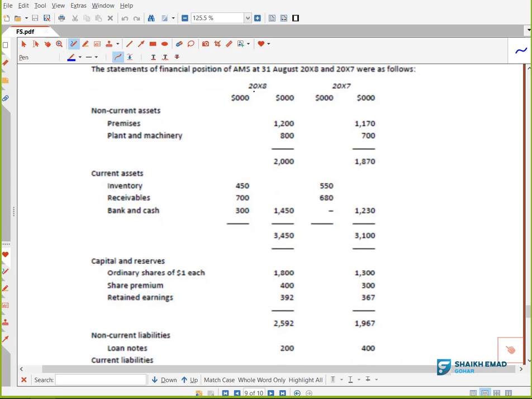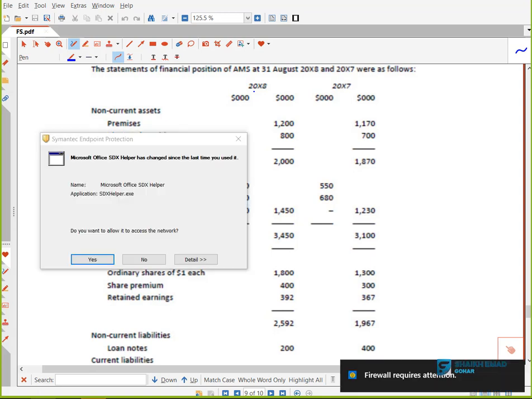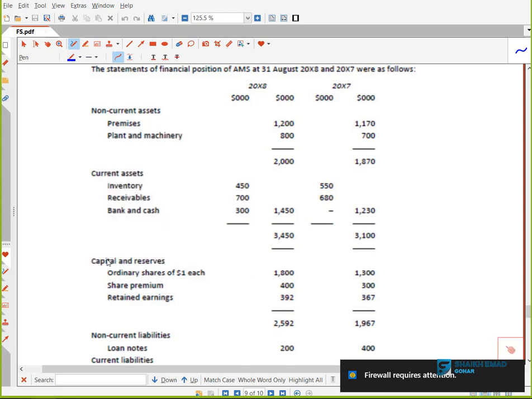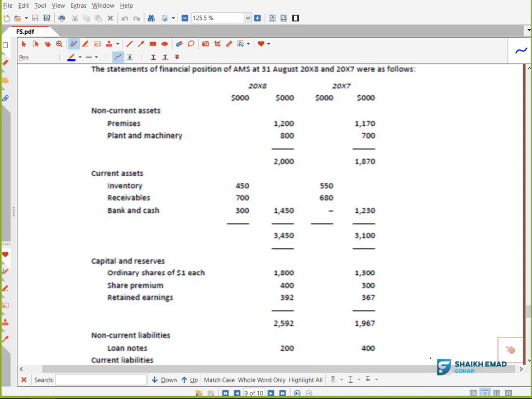Okay. Now they say the statement of financial position for 2 years. I hope you remember, to make the cash flow statement, you need the income statement of that year and the balance sheet of the current year and the last year. Without this information, you cannot make the cash flow statement. Again, I need the income statement of the current year, and the balance sheet of the current year and the last year.